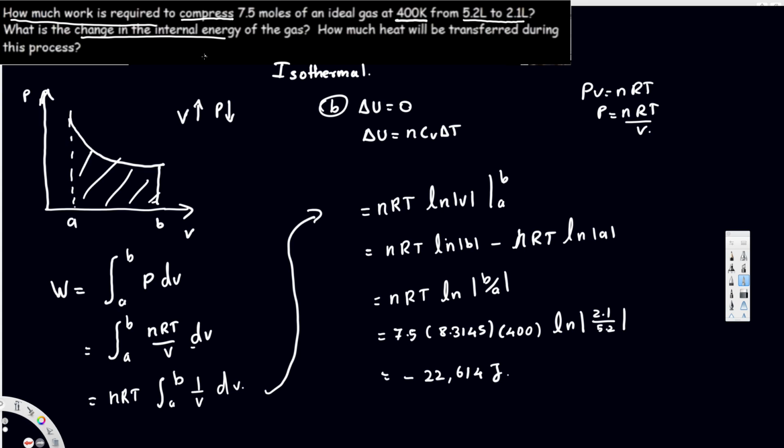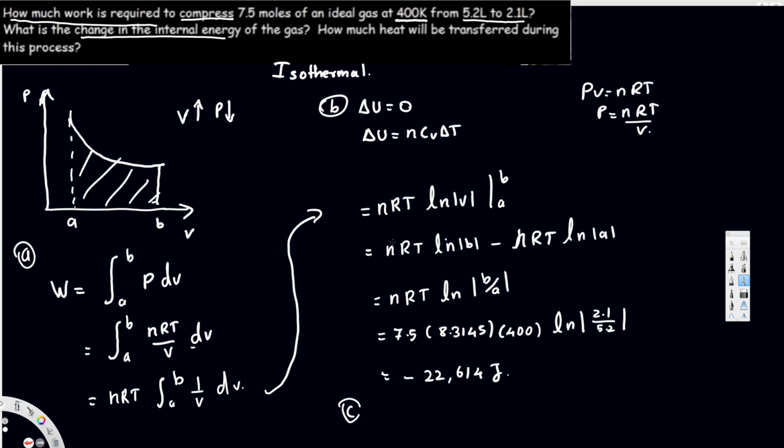We expect the answer to be negative because if you see the question, they are saying it's compressed. Whenever work is done to the system, it's going to be negative. Whenever work is done by the system, it's going to be positive. If they say it expands, we have to have a positive answer. Since they are saying it's compressed, it means work done to the system. So the answer is of course negative. This is the A part. And the B part, as we discussed already, for an isothermal process, delta U is always 0 because delta T is 0. That makes everything 0, right?